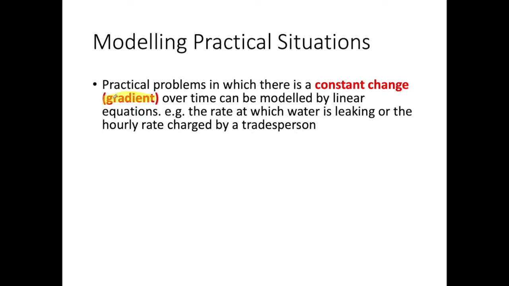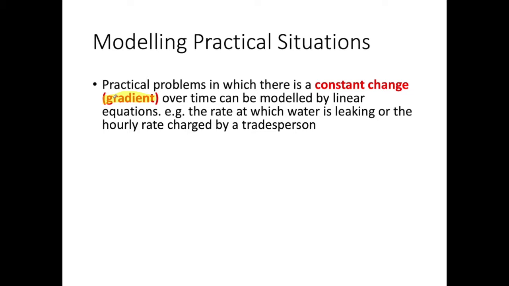So what is the gradient? What is the constant change over time? If we have a constant change over time, then we'll be able to use a linear equation to model that practical situation. So an example of a real life situation where we might have a constant change is the rate of water that is leaking or an hourly rate charged by a tradesperson. So in both of those, we'll have an amount that is constantly changing.